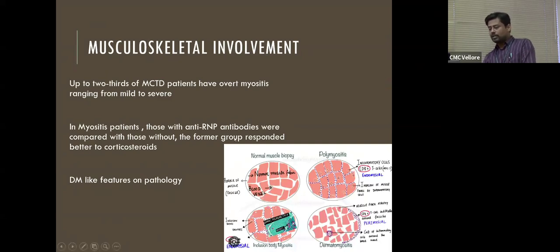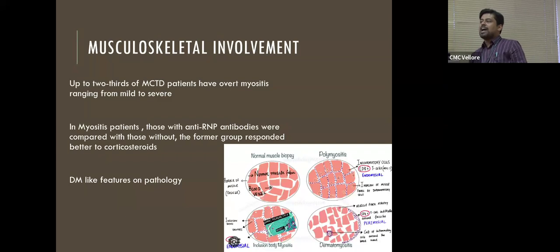So if you look at this antibody, anti-RNP, out of myositis patients, if you compare those which are RNP positive and those which are negative, meaning they are either positive for some other antibody or not positive for any antibody, the RNP ones generally respond better to steroids, and that is the truth. So it is a little easier to treat these patients, but they may be severe.